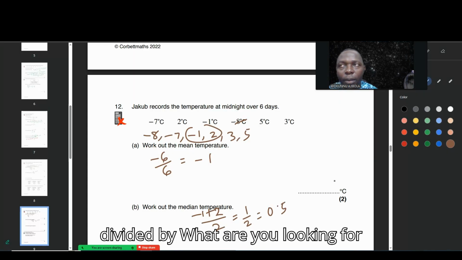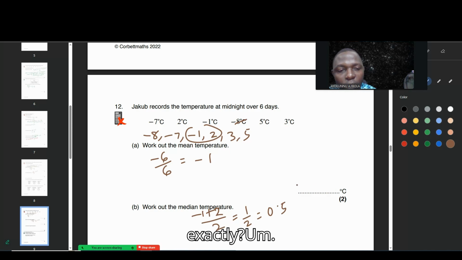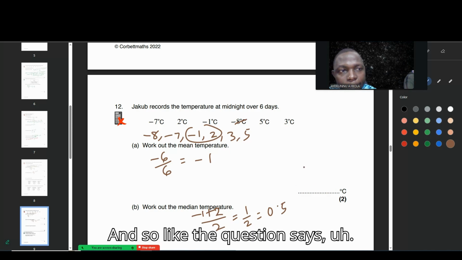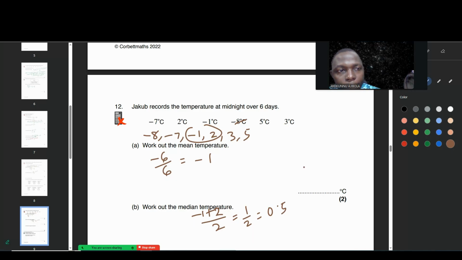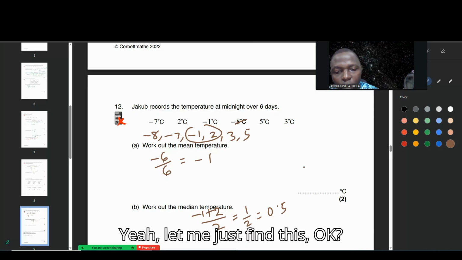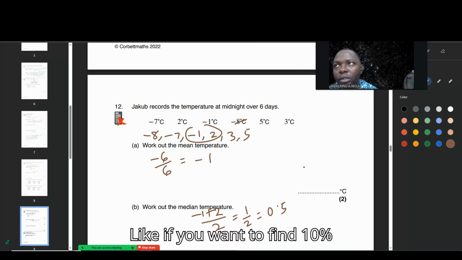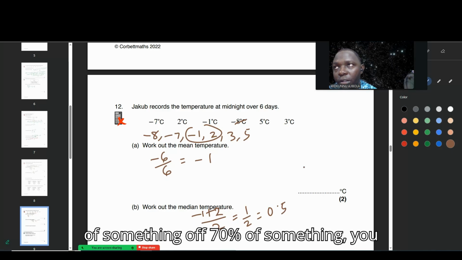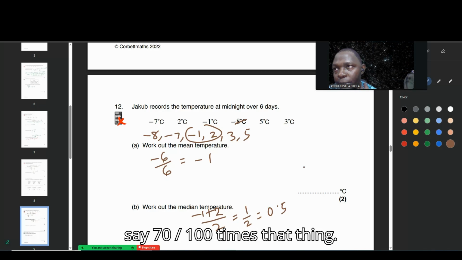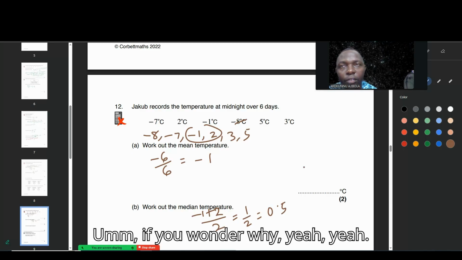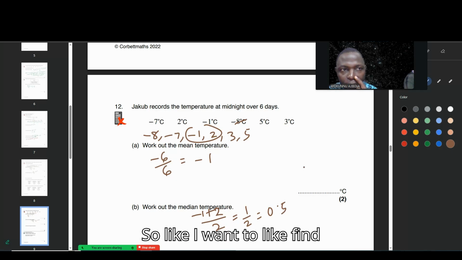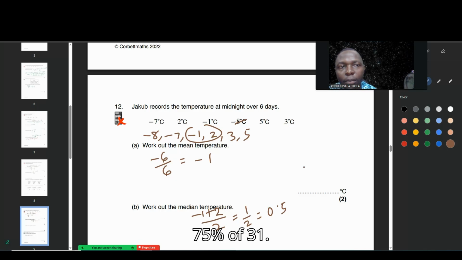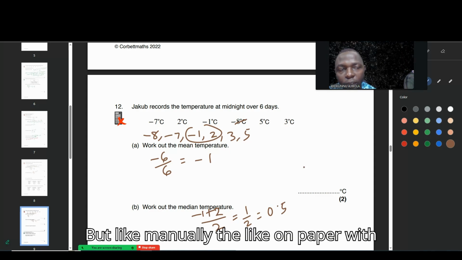31 times 40 divided by. What are you looking for exactly? So like the question says, let me just find this. Sorry. Okay. If you want to find 10% of something, or 70% of something, you say 70 over 100 times that thing. So I want to find 75%, that would be 75 over 100 times that thing. But like manually though, on paper, with no calculator.